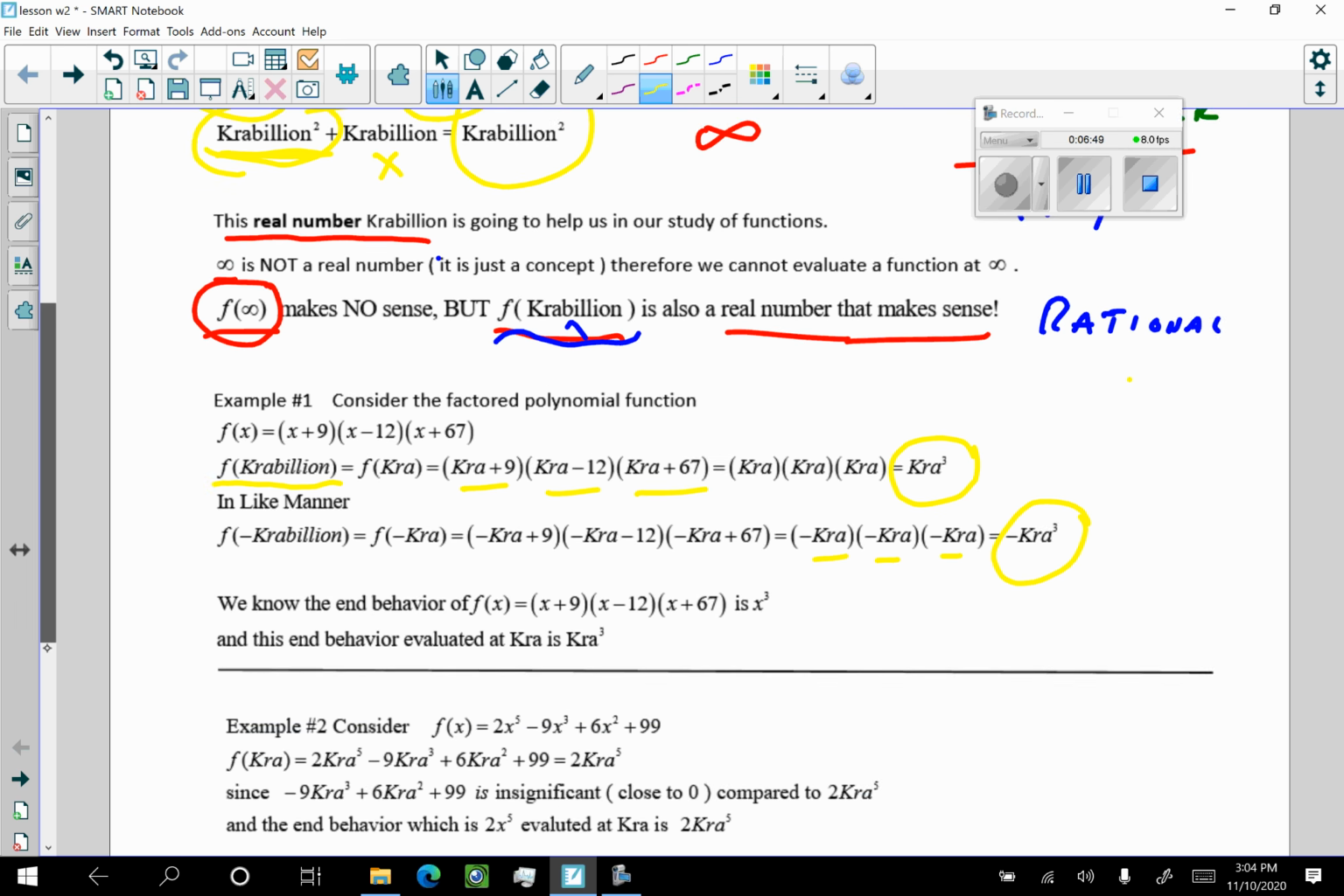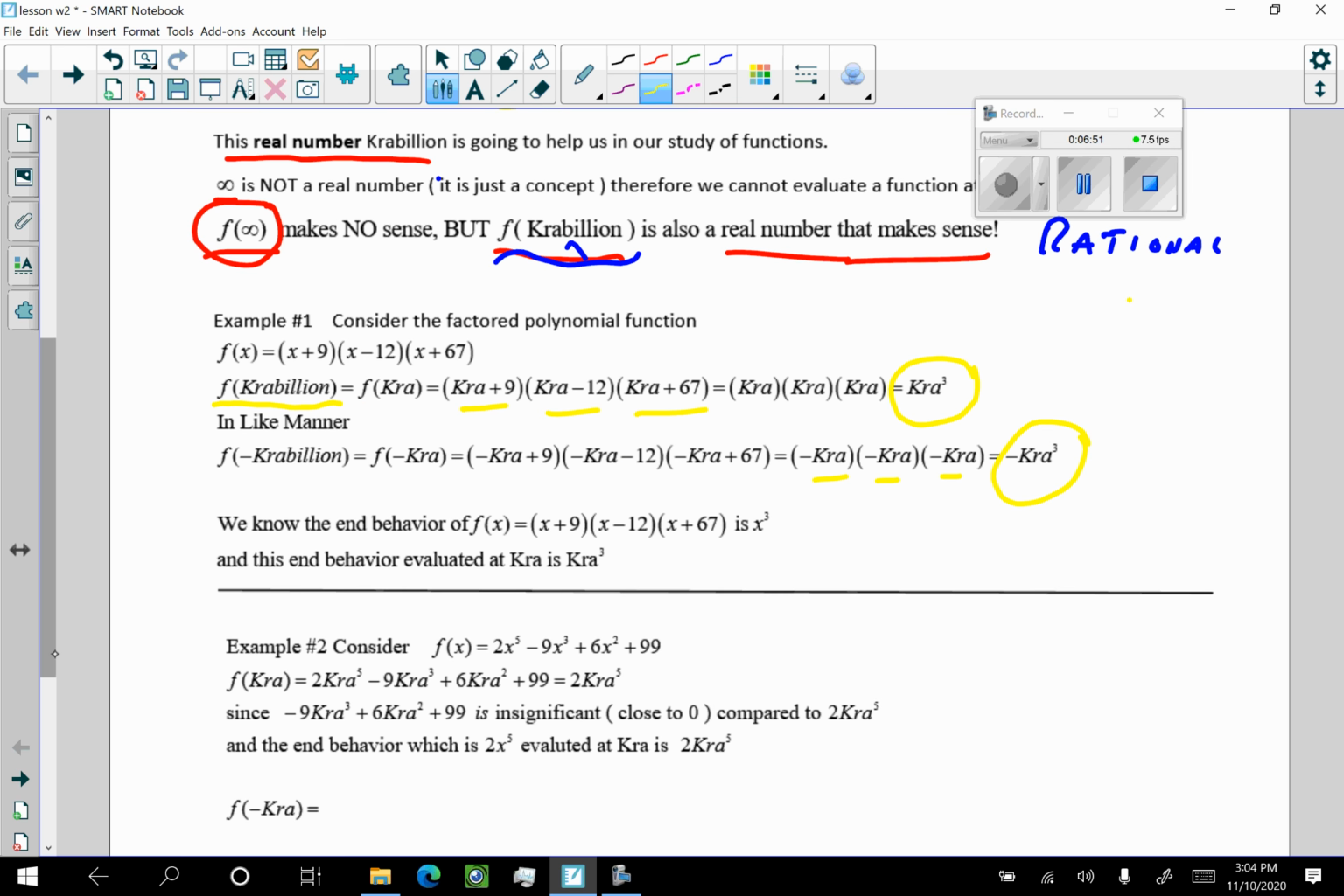Okay, so let's go for another example here. Suppose I have this guy right here. Oh, this is not factored. This guy here is not factored out. Oh, okay, so what do I do?